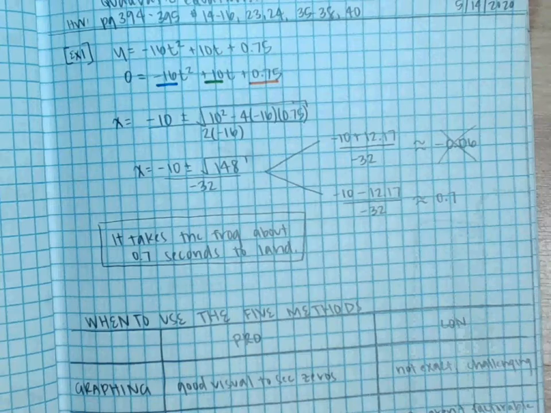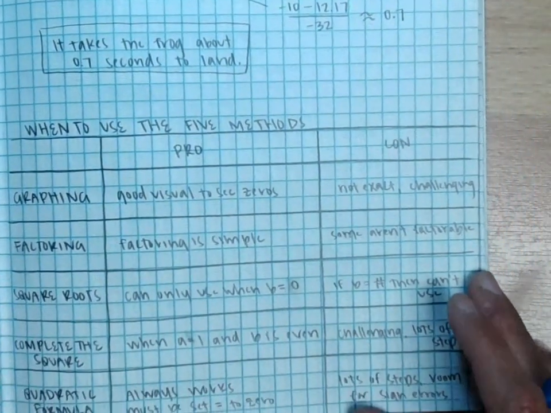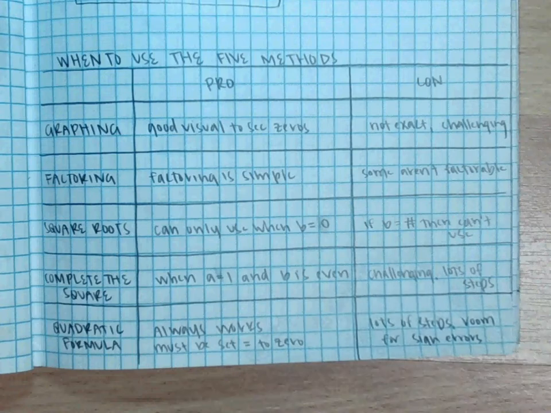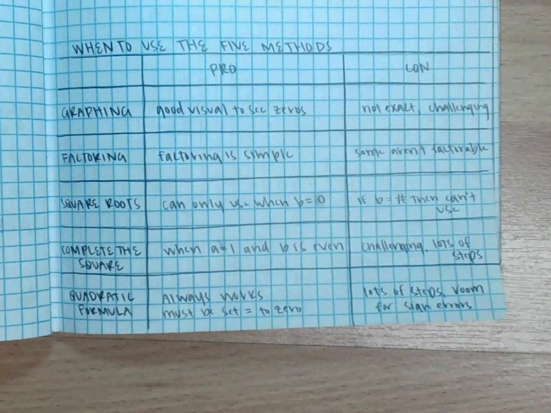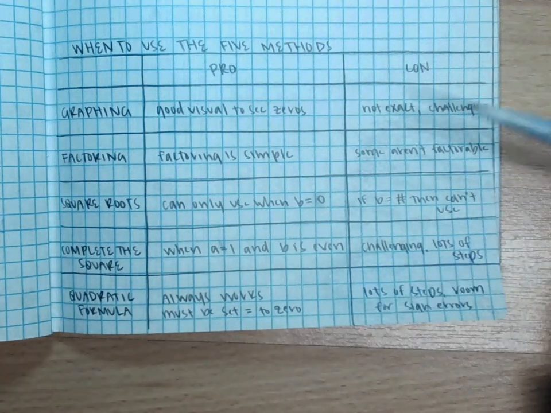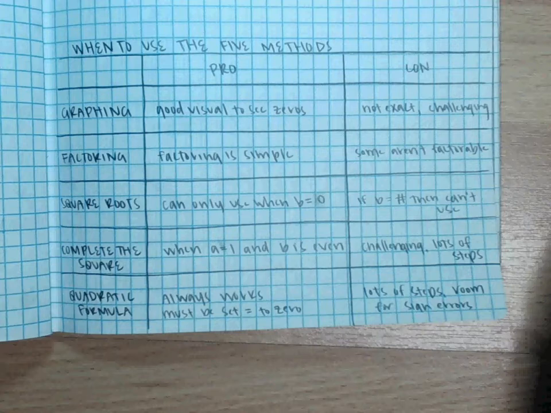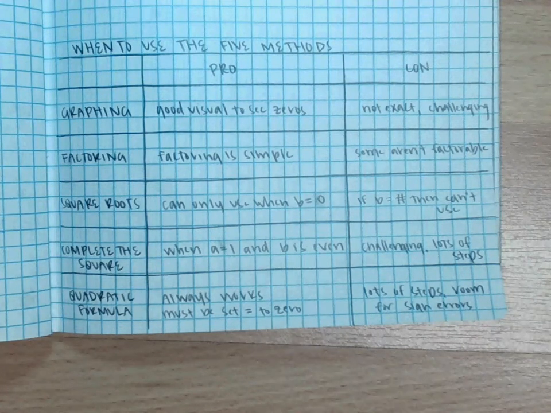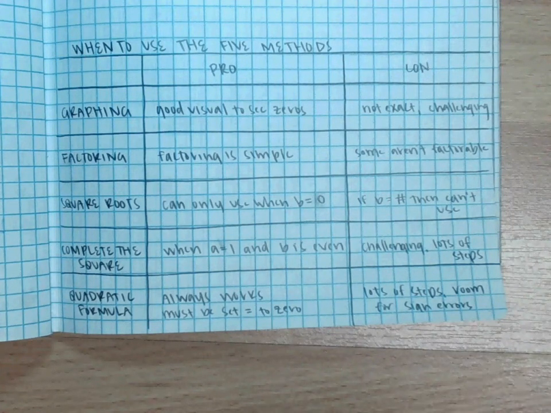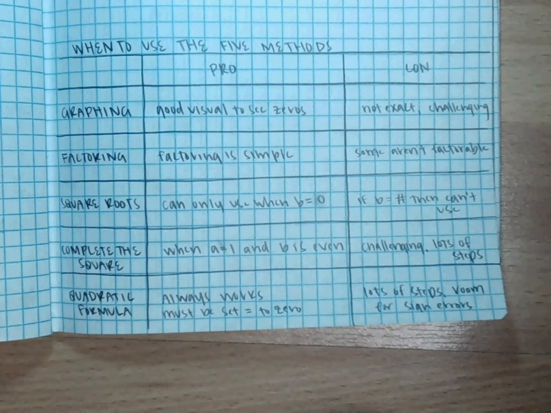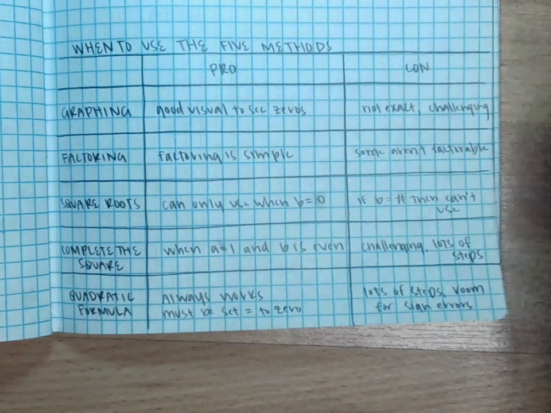Now, the last little bit of notes today is just a summary of all of the examples of solving quadratic equations so far. The 5 methods that we have gone through are graphing, factoring, square roots, completing the square, and the quadratic formula. There's pros to all of them, but there's also cons to all of them. So the first method we learned was graphing, and the pro to graphing is that it's a good visual to be able to see where your zeros are. However, it's only helpful if you know what those are exactly.